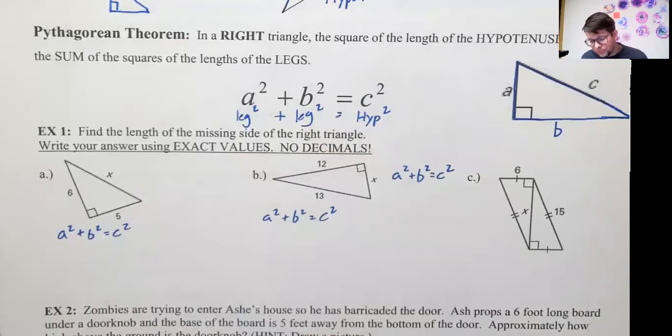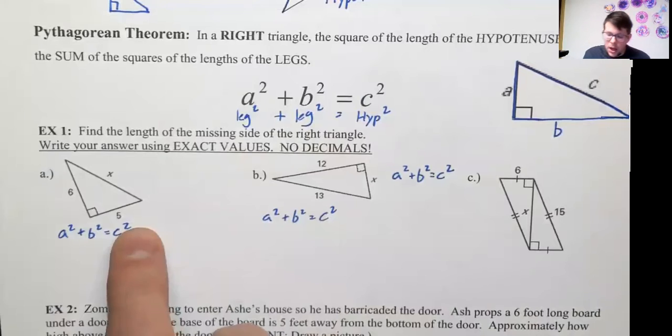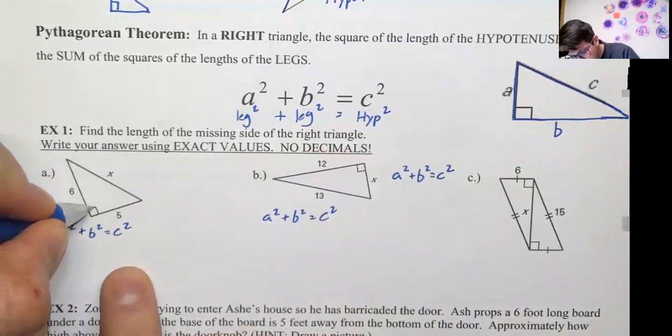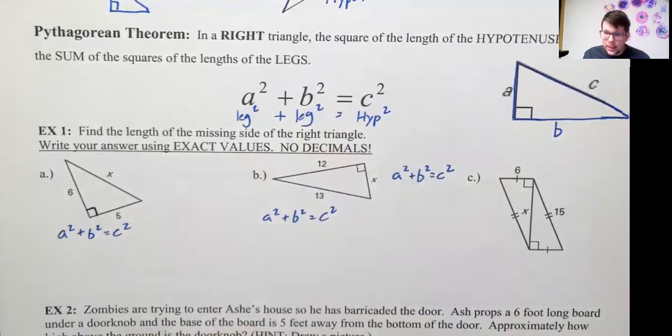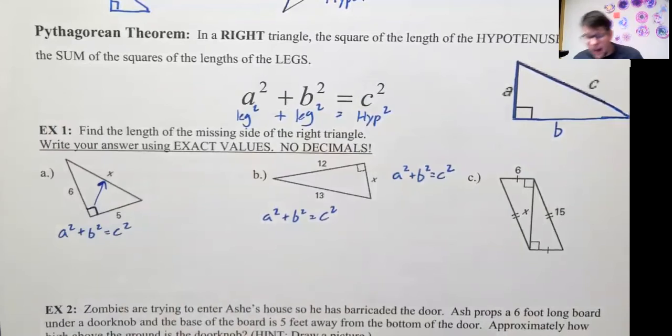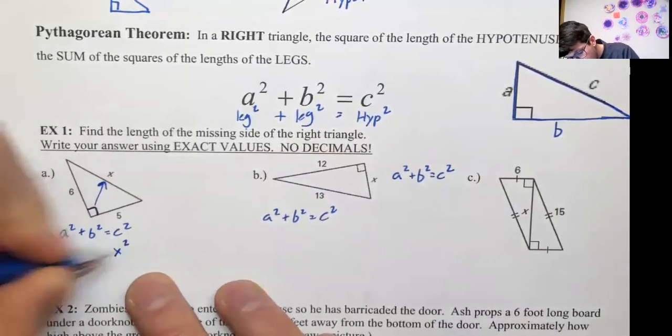So for my first setup right here, I know that I need to use the Pythagorean Theorem because I have a right triangle. I'm always going to be hunting for this right angle first. And then the second thing that I always want to do is identify that hypotenuse. It is the longest side and it is opposite your right angle. That's going to be x. So I'm going to make sure that that goes in for c.